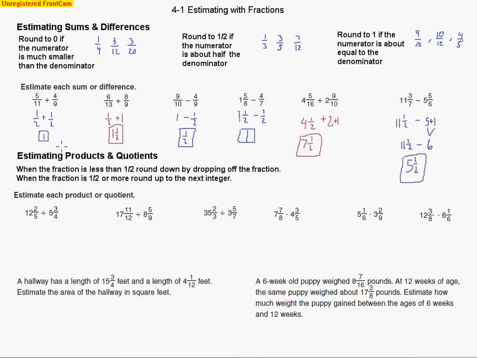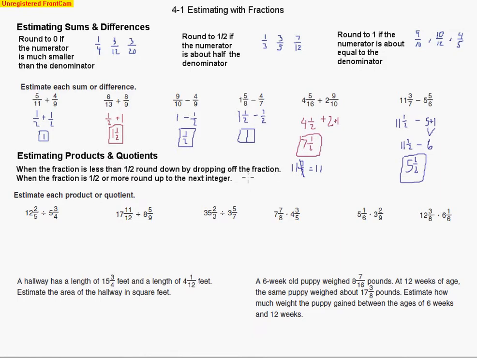The next type is going to ask us to estimate products and quotients. So here's the rule I use. When the fraction is less than 1/2, then I just drop it off. And so I round down, which is just dropping off the fraction. So for instance, if it was 11 and 3/7, 3 is less than half of 7, so I'm just going to cross that off and just go with 11. But if the fraction is more than 1/2, or 1/2 or more, I'm going to round up to the next integer.